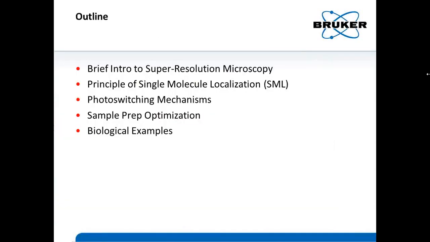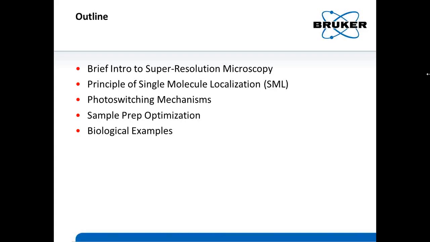So with that, here's the brief outline of my talk. I wanted to give a very brief introduction to super resolution microscopy, how it has evolved, and focus in particular on single molecule localization, which has been around since 2006, ever since I was a postdoc in Sam's lab. And it's evolved quite a bit. There's a lot of literature. It is continuously evolving. So I wanted to give you the idea behind the principles that it uses.